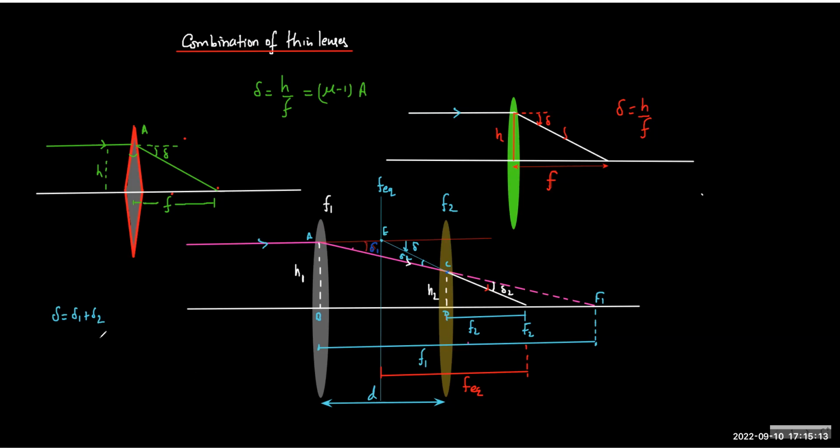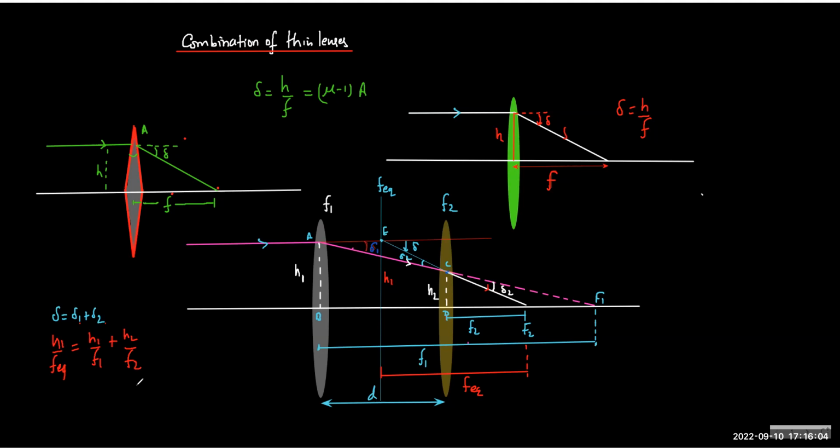We start with the relation delta equals delta 1 plus delta 2, and delta we can write as H1 by F equivalent, because this height is also H1. Delta 1 is H1 by F1, and delta 2 is H2 by F2. The only problem is how to write H2 in terms of H1, so that I can cancel the height.